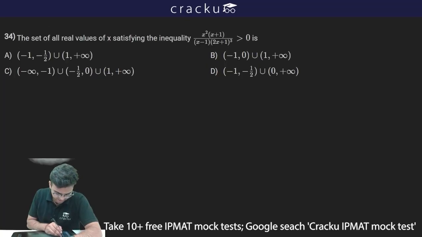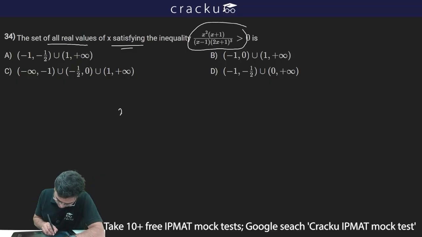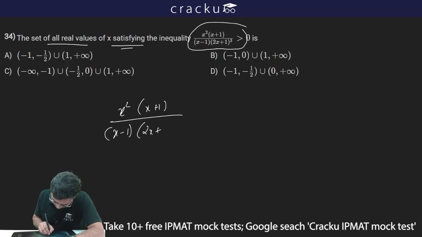The next question is saying: the set of all real values of x satisfying the inequality x square into (x plus 1) upon (x minus 1) into (2x plus 1) whole cube is greater than 0. So our inequality is x square into (x plus 1) divided by (x minus 1) into (2x plus 1) whole cube, and this should be greater than 0.